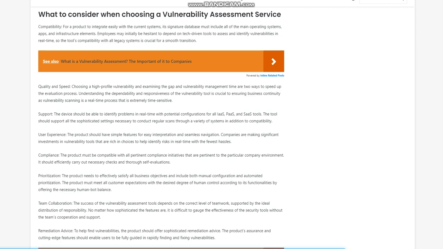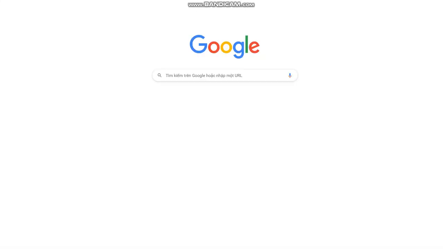Employees may initially be hesitant to depend on tech-driven tools to assess and identify vulnerabilities in real time. So the tool's compatibility with all legacy systems is crucial for a smooth transition. Quality and speed. Choosing a high-profile vulnerability tool and examining the gap and vulnerability management time are two ways to speed up the evaluation process. Understanding the dependability and responsiveness of the vulnerability tool is crucial to ensuring business continuity, as vulnerability scanning is a real-time process that is extremely time-sensitive.